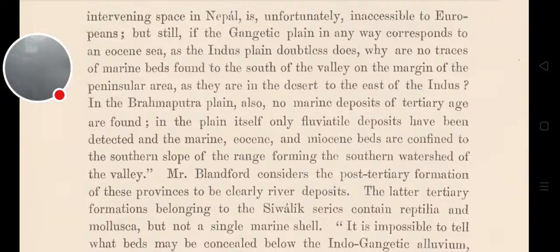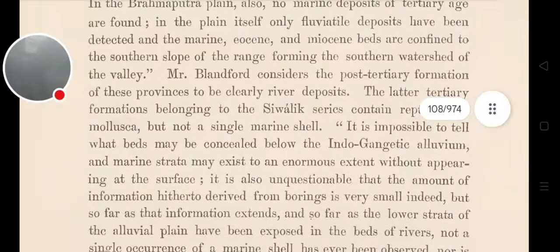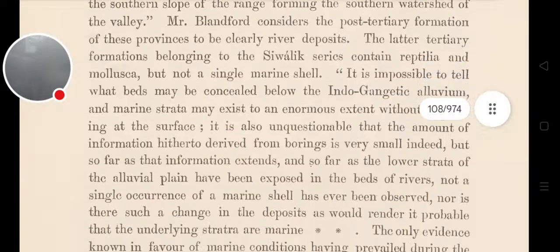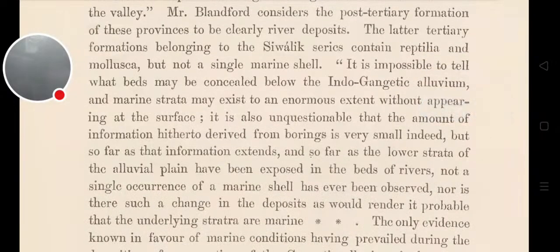In the Brahmaputra plain also, no marine deposits of tertiary age are found. In the plain itself, only fluviatile deposits have been detected, and the marine Eocene and Miocene beds are confined to the southern slope of the range, forming the southern watershed of the valley. Mr. Blandford considers the post-tertiary formation of these provinces to be clearly river deposits. The later tertiary formations belonging to the Sivalik series contain reptilia and mollusca, but not a single marine shell.